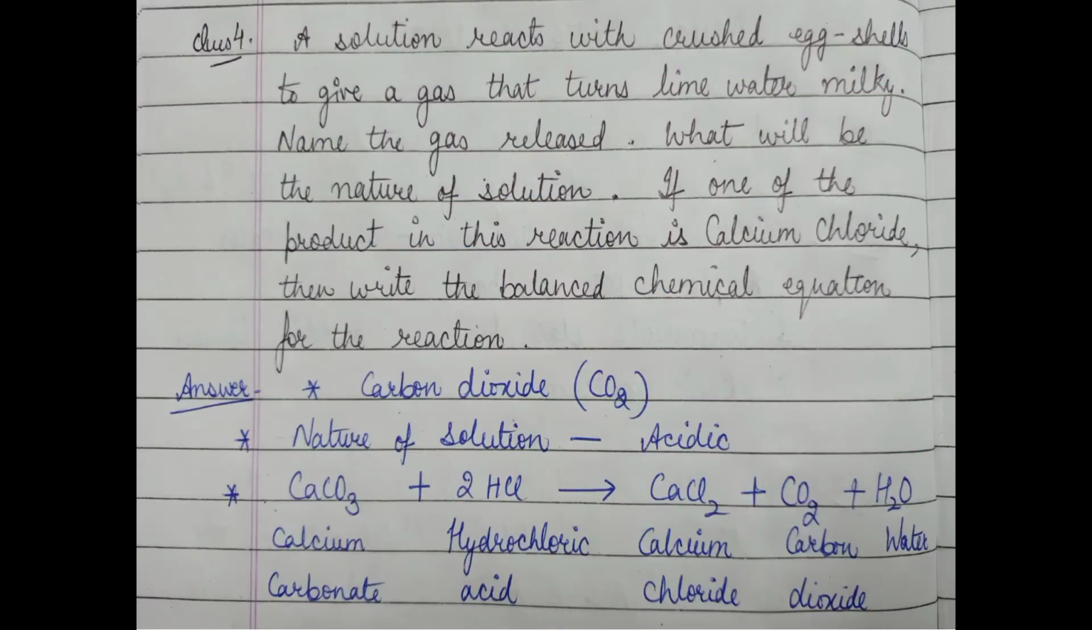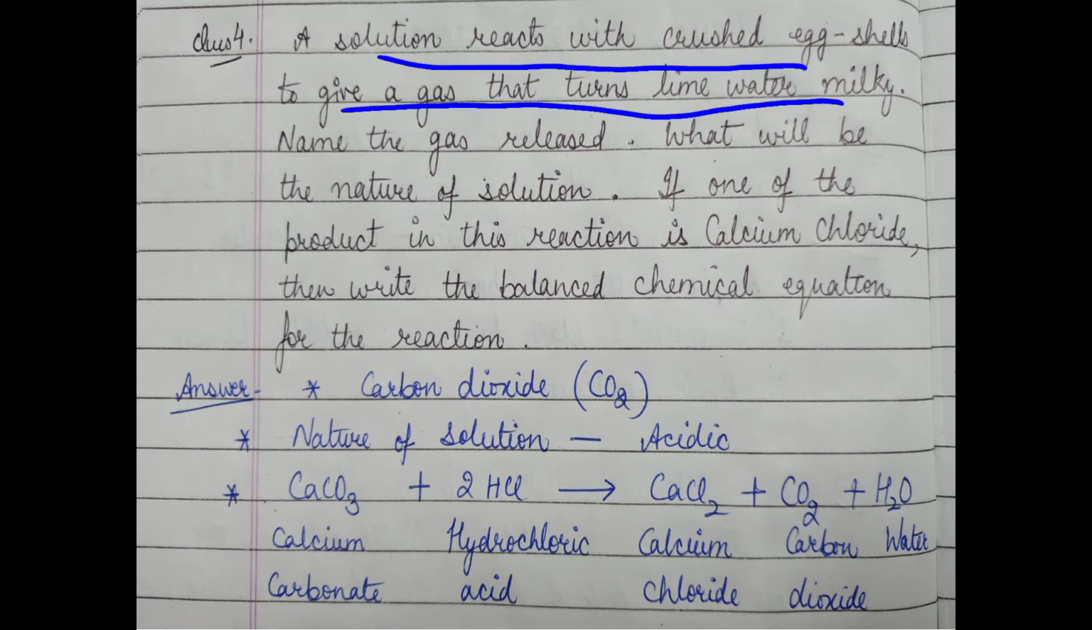Now question number 4 is, a solution reacts with crushed eggshells to give a gas that turns lime water milky. Here the hint is given that a gas is produced which turns lime water milky. You have to name that gas. What is the nature of the solution? This is the B part. If one of the products in this reaction is calcium chloride, write the balanced chemical equation for the reaction.